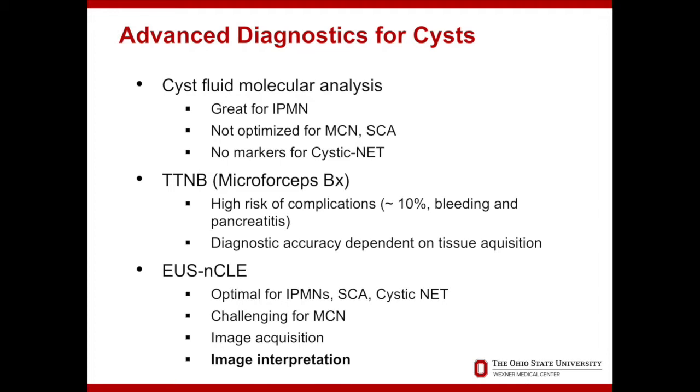EUS-guided confocal laser endomicroscopy is a novel technology. It's optimal for obtaining images for IPMN, serous adenomas, and cystic neuroendocrine tumors. It's somewhat challenging for obtaining images in mucinous cystic neoplasms. Confocal endomicroscopy has two learning steps. One is the procedure itself, which is high quality image acquisition during EUS, and then interpretation of images. Most of this talk will be on image interpretation. At the end of this presentation, one should hopefully be well versed in diagnosing specific cyst type using endomicroscopy images.